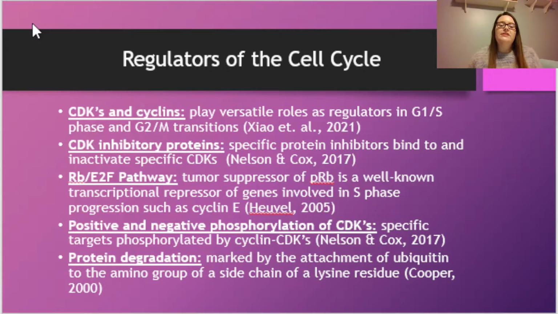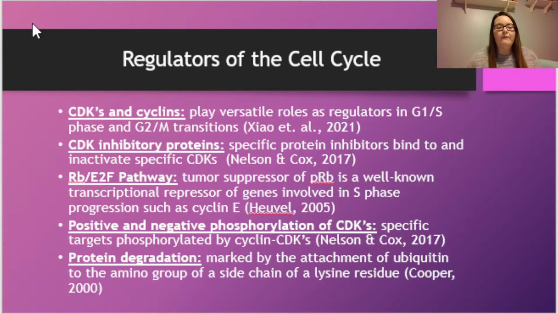And these are specific protein inhibitors, and they're going to bind and inactivate specific CDKs within the cell cycle if needed. An example of one of these is called P21. It's an example of a CDK inhibitory protein.